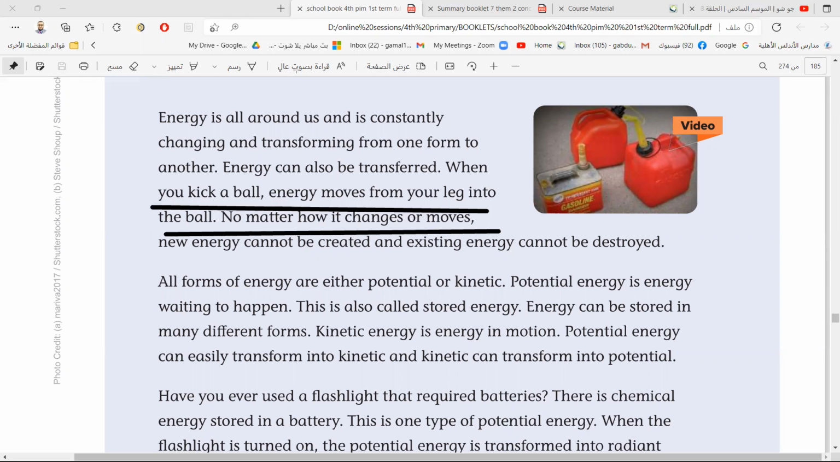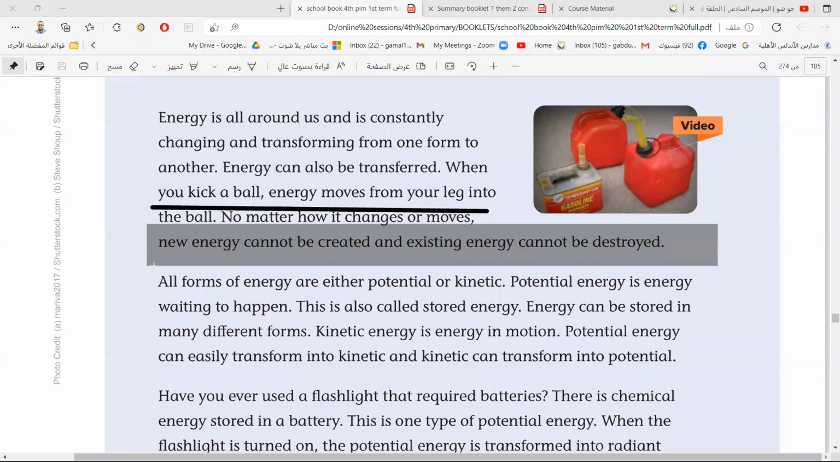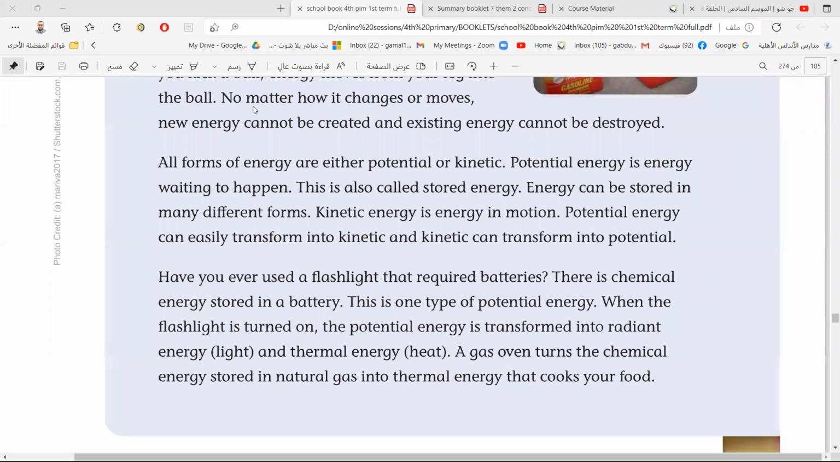Energy cannot be created nor destroyed. This is a rule. You cannot destroy energy and you cannot create energy, but you can change it from one form to another. This is a basic rule of energy. You can change energy to another form, but you cannot create it from nothing.